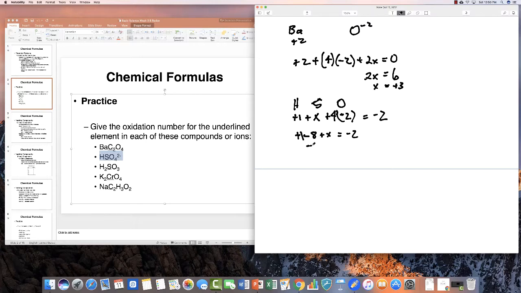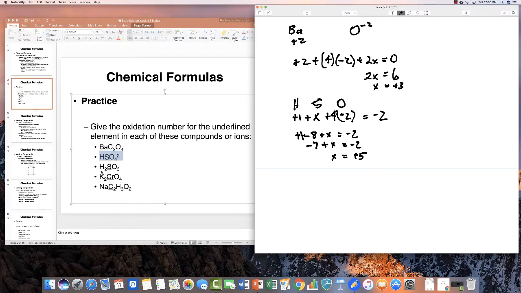This is minus 7 plus X has to equal a minus 2. So if you move this over here, X is going to equal a minus 5. So in this case, sulfur has a charge of minus 5. Plus 5, excuse me, I got my sign wrong. Plus 5. So you see, if you plus 5 minus 7, you end up with a minus 2. So sulfur this time has to be plus 5.